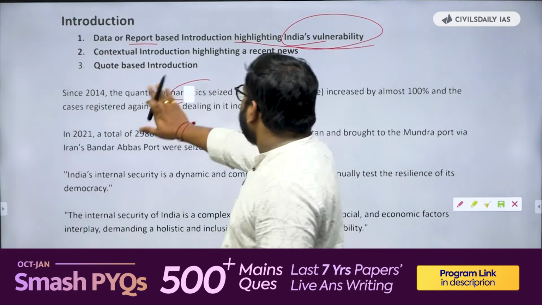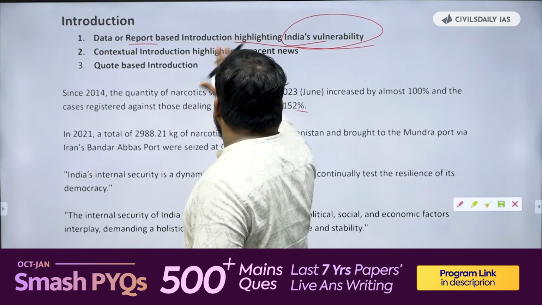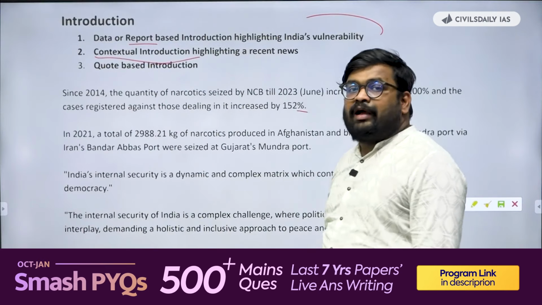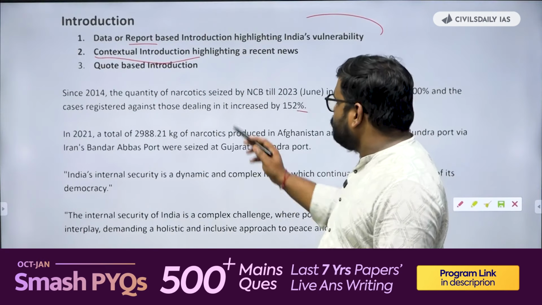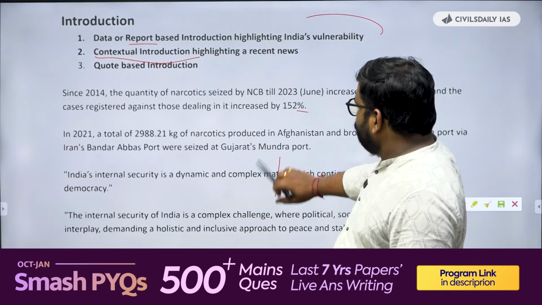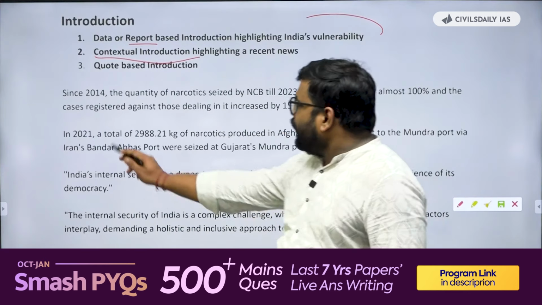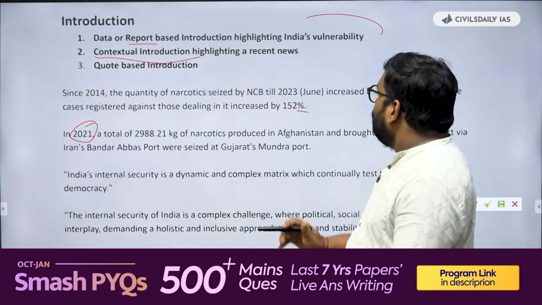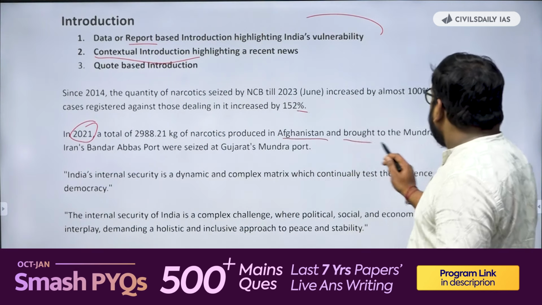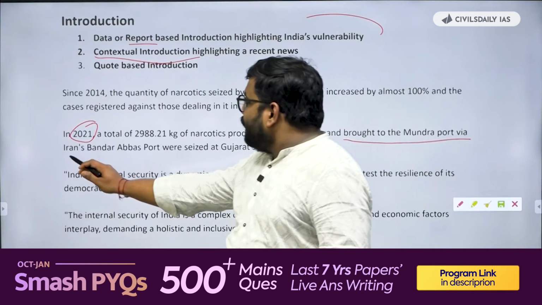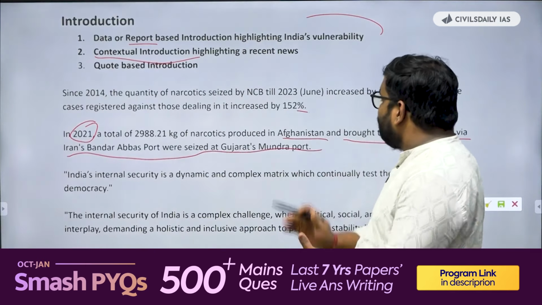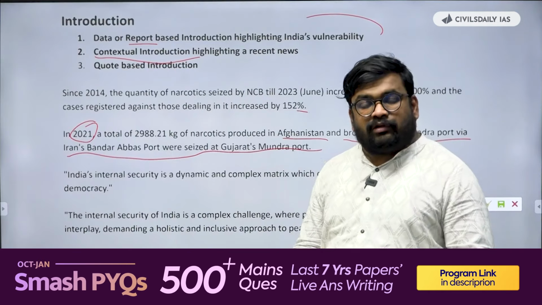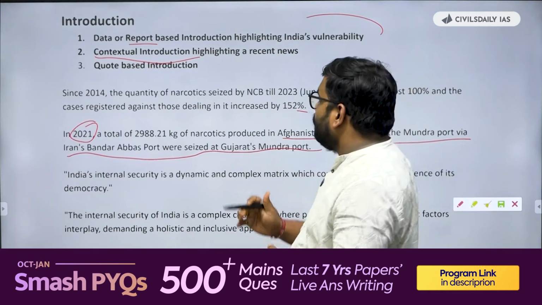The second one that you can use is the contextual introduction highlighting recent news. For example, in 2021, a total of around 3,000 kg of narcotics produced in Afghanistan and brought through Iran's Bandar Abbas port were seized at Gujarat's Mundra port. So this is the contextual introduction which you can use for your introduction.